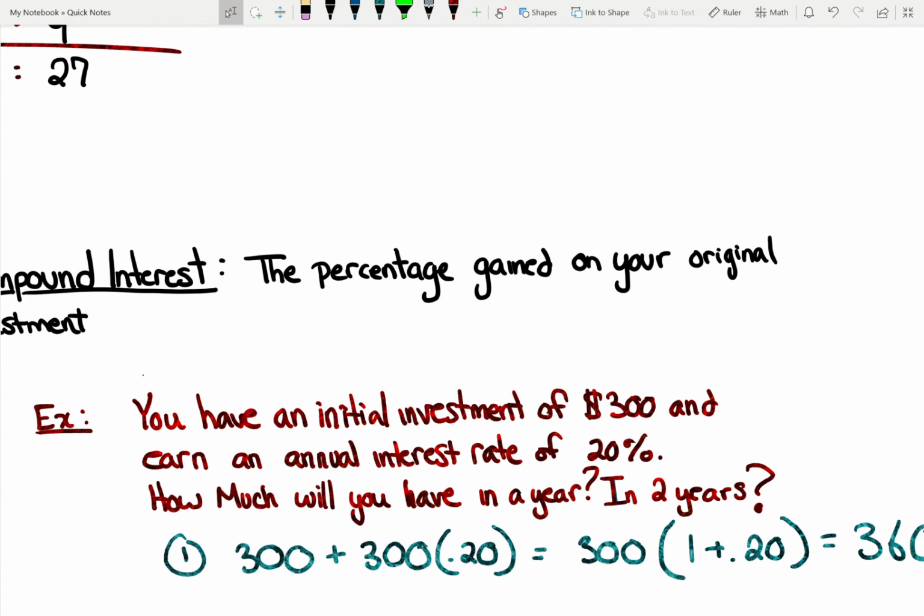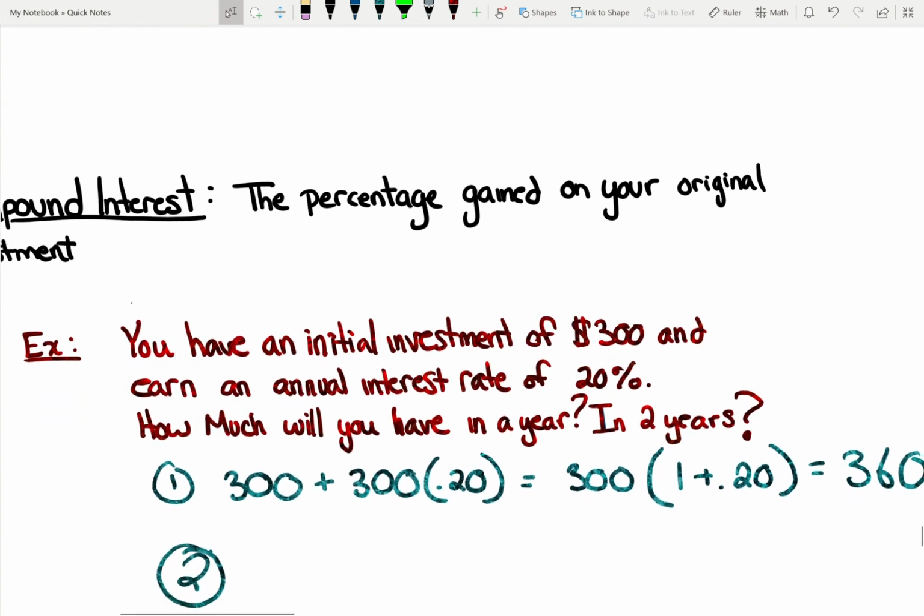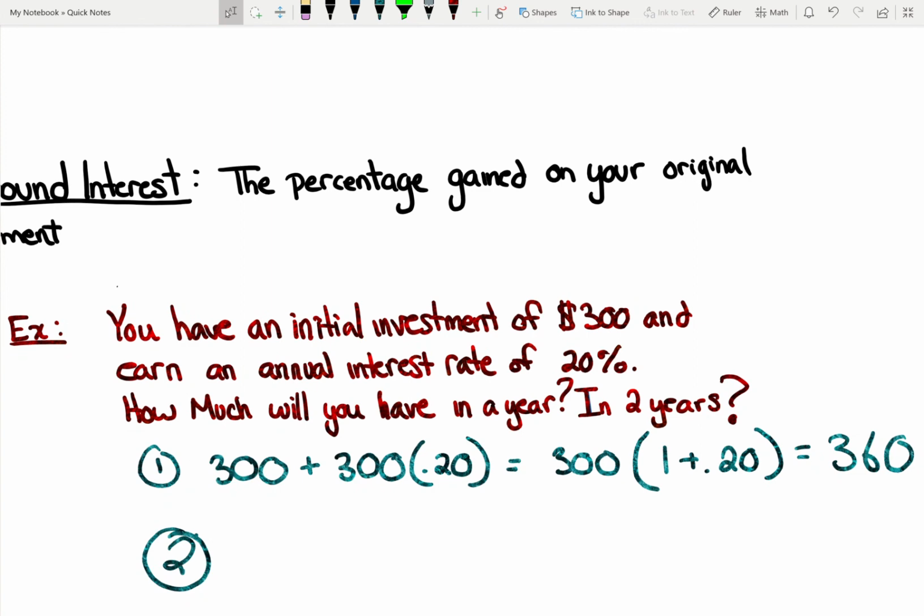How much money will you have in 2 years? So there's two different questions going on here. Let's address them one by one. The first one is very standard, right? I start off with $300 and I'm investing this at a rate of 20%. They said by the end of the year, I will have an additional 20% of my initial investment. So this is 20% of, means multiplication, my original investment.